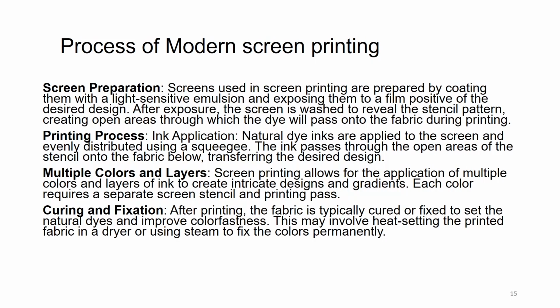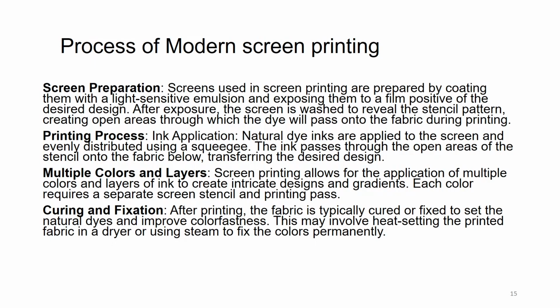So, screens have to be prepared. Screens used in screen printing are prepared by coating them with a light sensitive emulsion and exposing them to a film positive of the desired design. After exposure, the screen is washed to reveal the stencil pattern, creating open areas through which the dye will pass into the fabric during the printing.